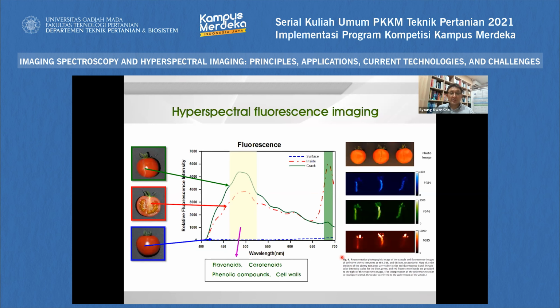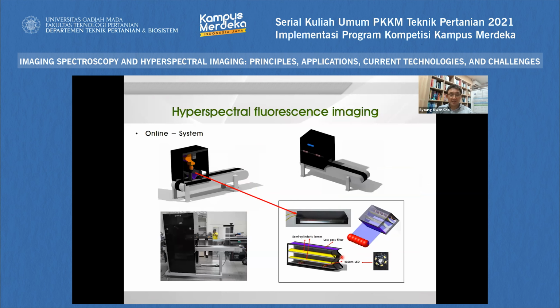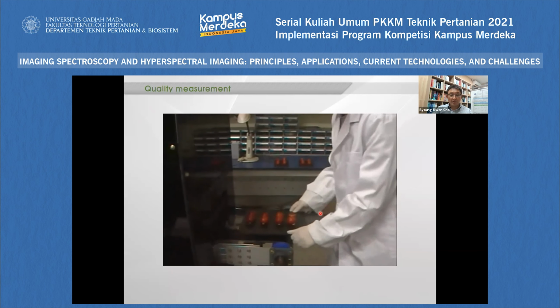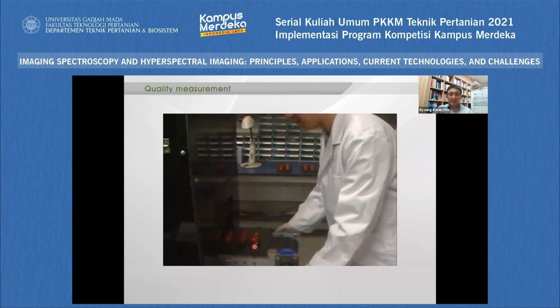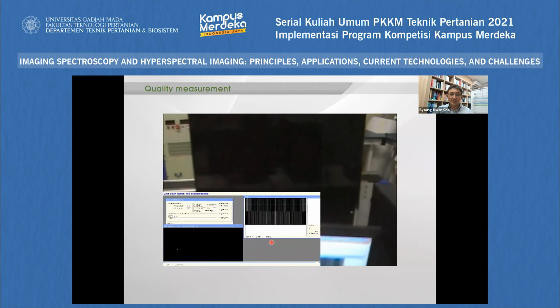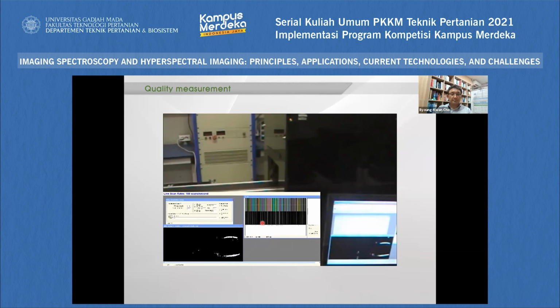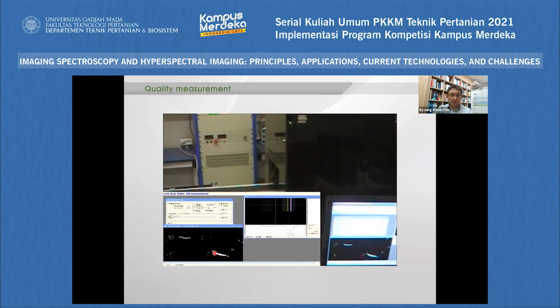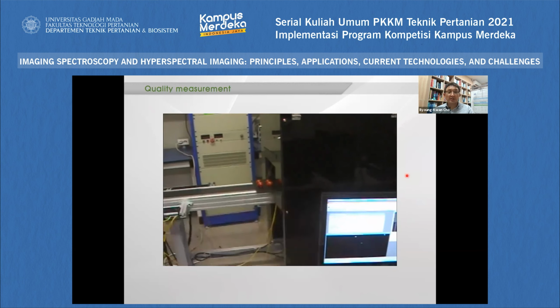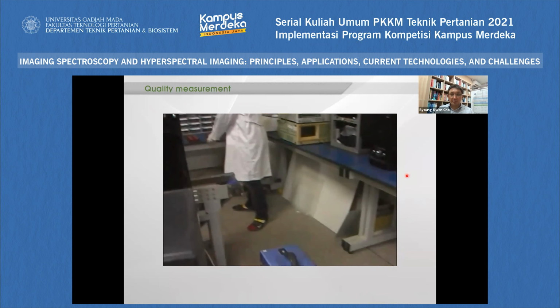Okay, so with this principle, we tried to make an online system to detect cherry tomato cracks. So we designed the light, and the light should be high enough. So it's a UV light, and then a conveyor belt. So let's see this video clip. We just put cracked cherry tomato and sound cherry tomato. So here there is a crack area clearly. Okay, so this is an example of fluorescence imaging.